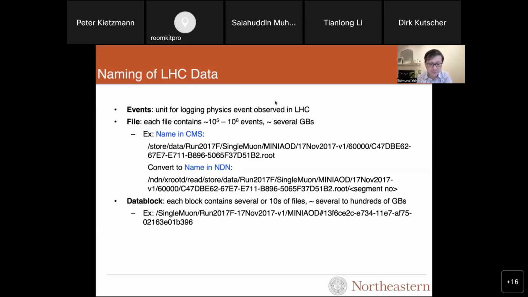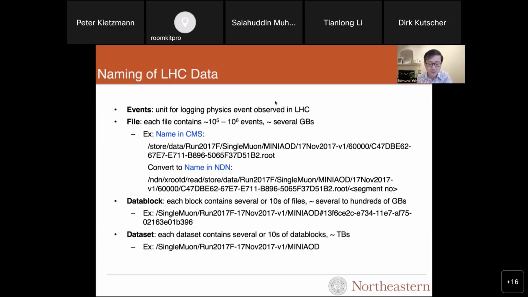Now, next layer up, within each of these granularities, such as the file, the name is in fact hierarchical. But when you go one level up in the CMS file data organization, you get the data block, where each block contains several or tens of files, constituting several to hundreds of gigabytes. There's also a name at the data block level, but it looks different. It does not share the same prefix as the name of the file, which is something that we have had to deal with.